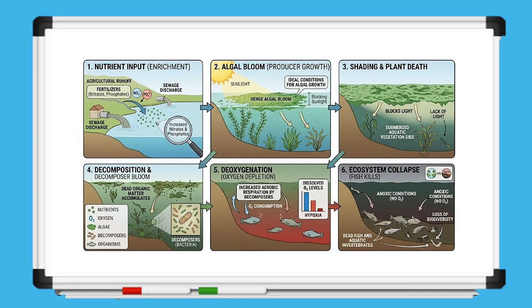The dead plants and algae then sink to the bottom, where decomposer bacteria feed on them. As bacterial populations increase, they carry out aerobic respiration and consume large amounts of dissolved oxygen. Eventually, oxygen levels become extremely low or may even reach zero in some areas. Fish and other aquatic organisms can no longer survive, leading to widespread deaths and a major loss of biodiversity.